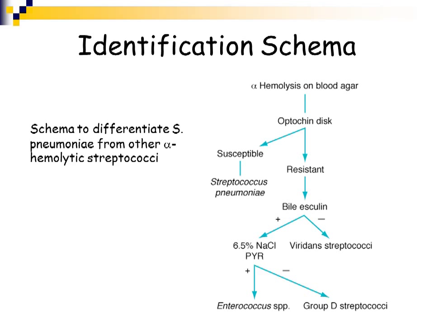Here's the identification scheme. This is an alpha hemolytic Streptococcus. You would do an optochin disc, and if the optochin disc has a zone of inhibition around it, it would be susceptible and it would be indicative of Streptococcus pneumoniae. If the organism grows right up against the optochin disc and it's an alpha hemolytic organism that is catalase negative, which would be indicative of a strep, you'd need to do other tests. And we're going to talk about these other organisms and the other tests coming up in the next couple of slides.